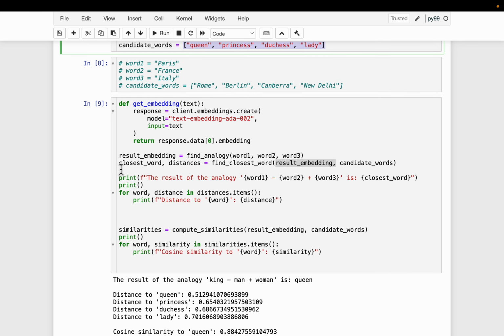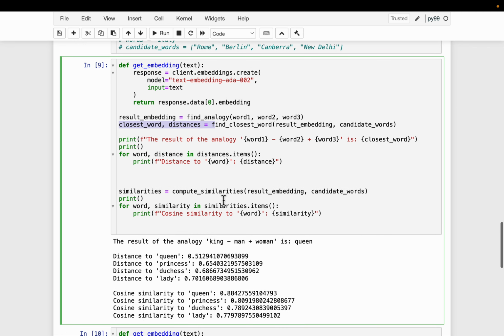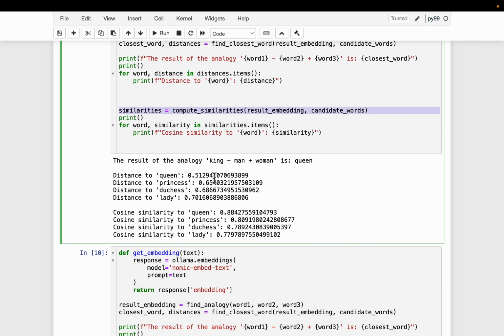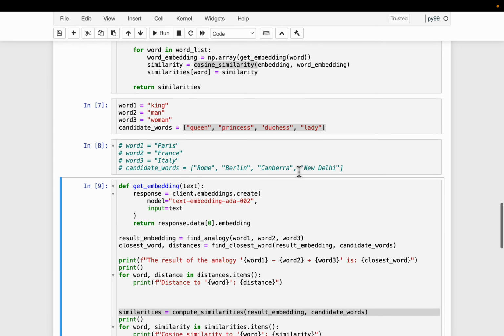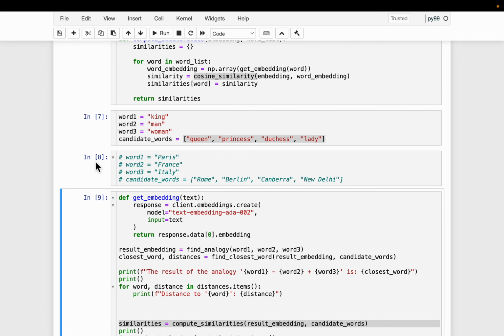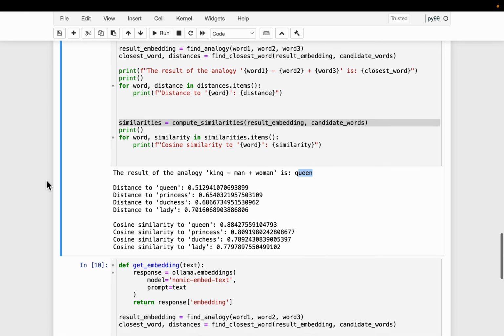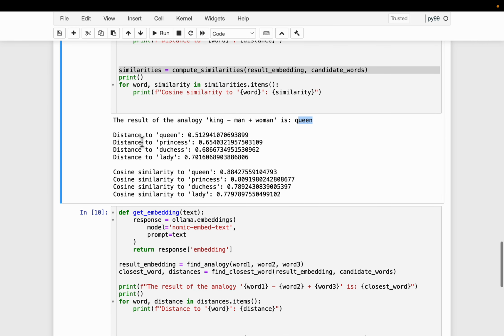All right, so we get the result, and here we are printing the results, and similar to the closest distance, here we are computing the cosine similarity. It says the result of king minus man plus woman is equal to queen, which is great. And let's see, among these four, what happened here. The distance to queen is 0.51.